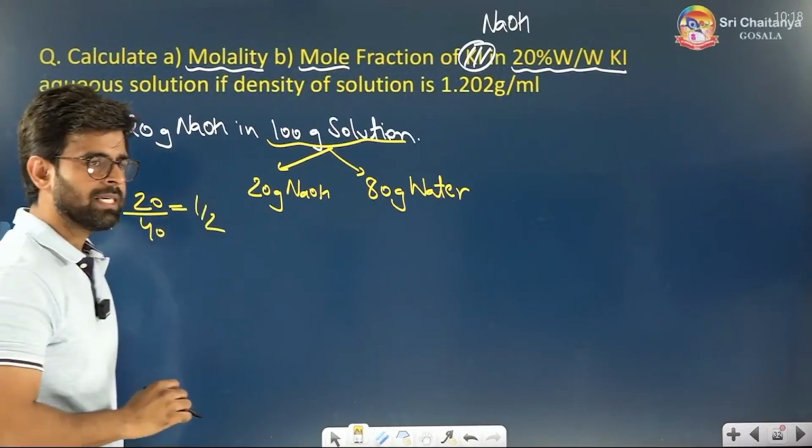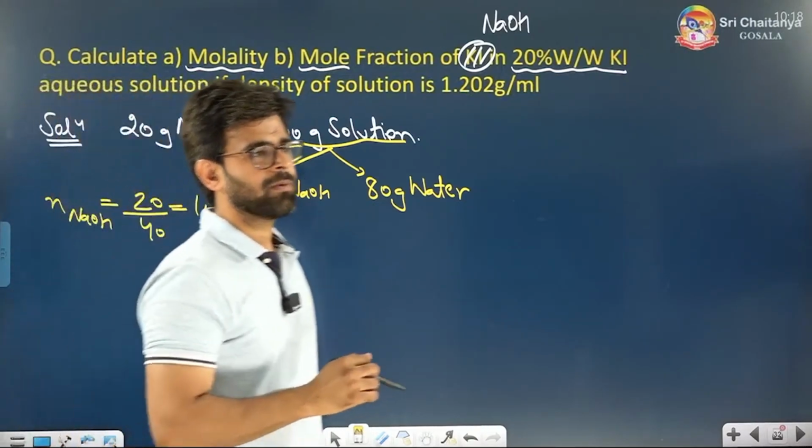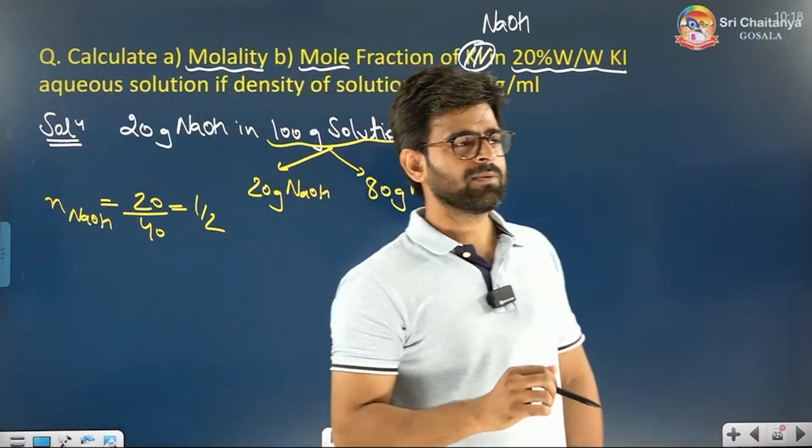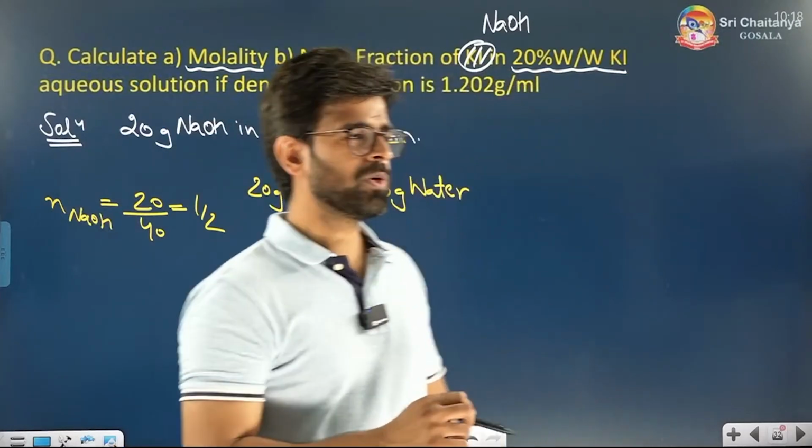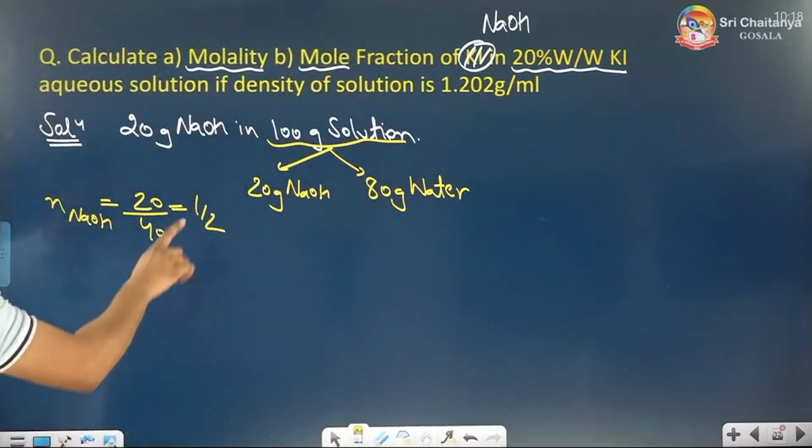1 by 2 moles, right? 6.1, 6.1. Someone is saying yes, molarity is 6.1 something. 6.01. We will check. Great.